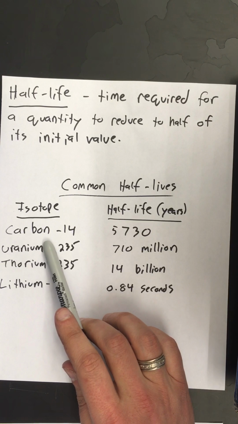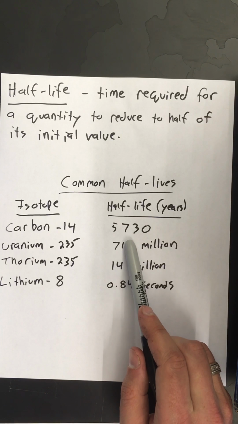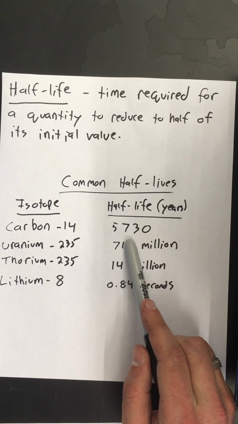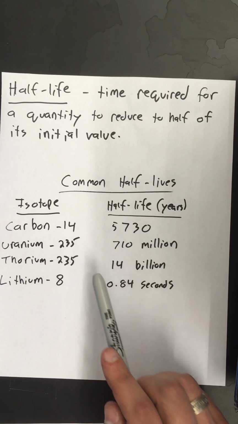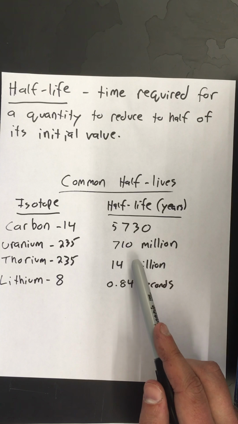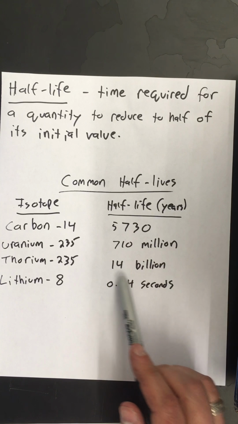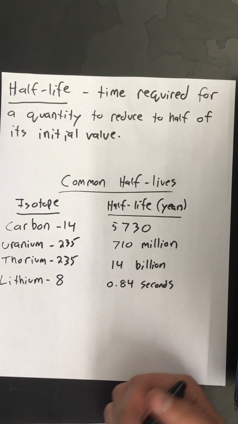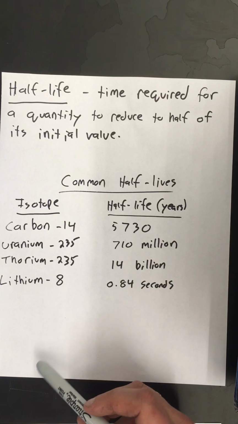A really common one that we use in earth science a lot is carbon-14. That has a half-life of 5,730 years. But if you look at some of these other ones, uranium, thorium, they're way longer. So uranium takes 710 million years to decay to half of its original value. Thorium takes 14 billion years, which is basically the age of the universe. So that one decays very, very slowly.